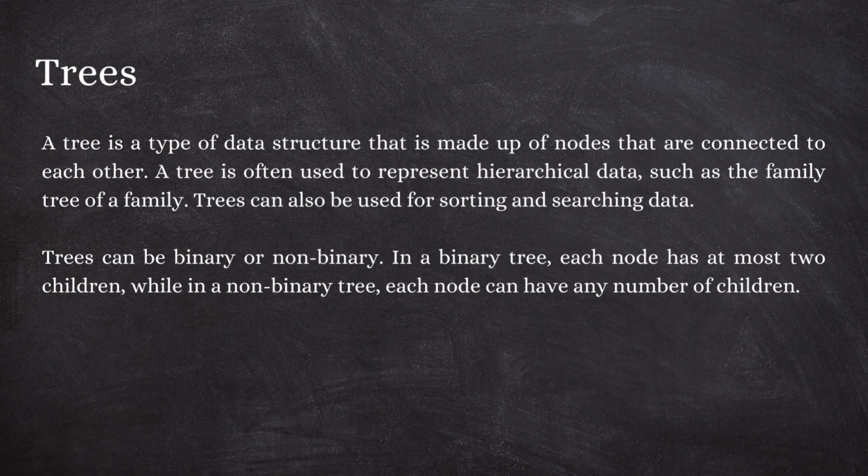Tree. A tree is a type of data structure that is made up of nodes that are connected to each other. A tree is often used to represent hierarchical data, such as the family tree of a family. Trees can also be used for sorting and searching data. Trees can be binary or non-binary. In a binary tree, each node has at most 2 children, while in a non-binary tree, each node can have any number of children.